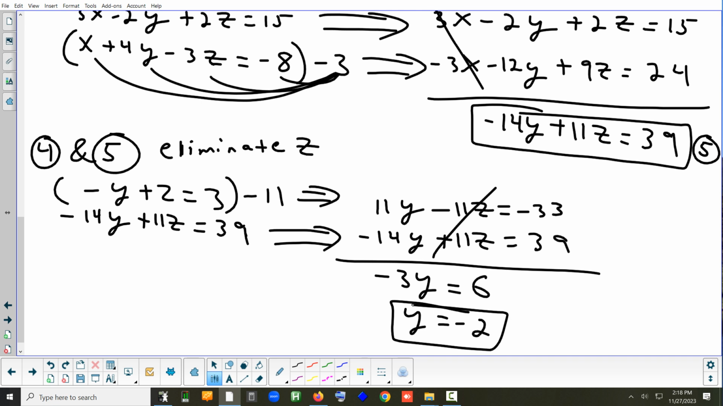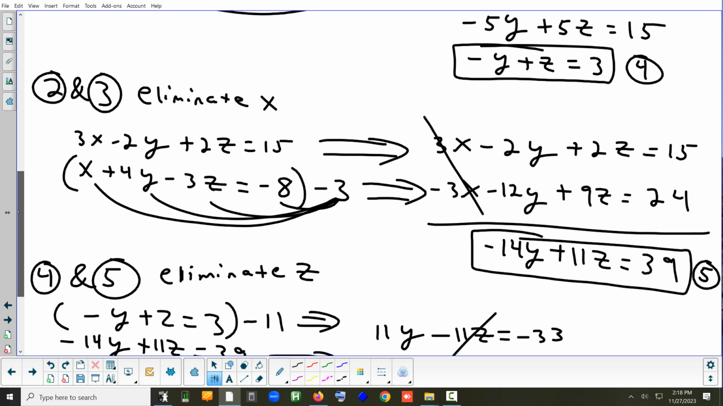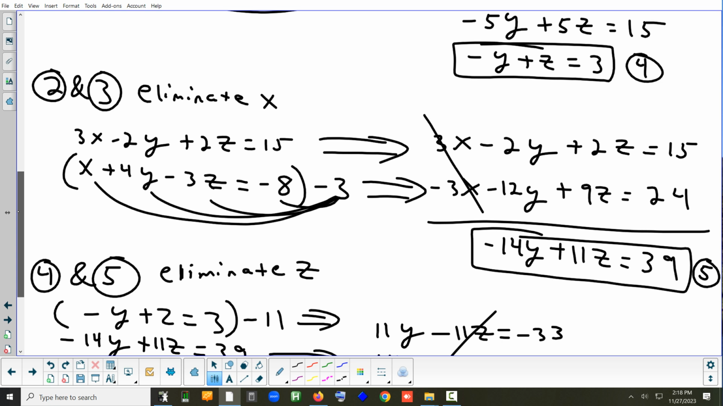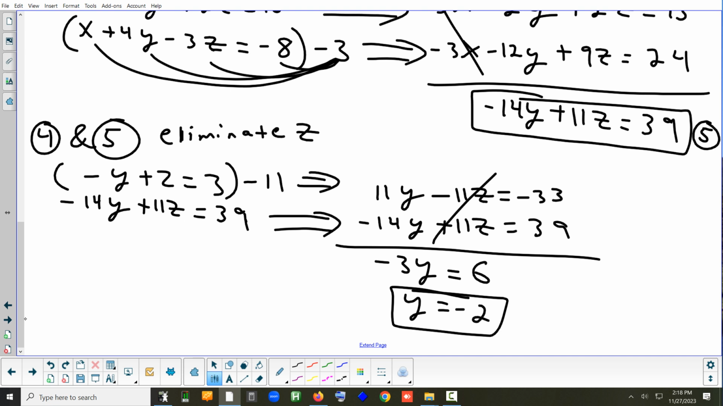Now, that's really your second major goal. Find your first variable. Once you find your first variable, you're like 90% done now. Okay. What's one of the other variables we need to go back and find? X and Z. Well, I would use equation 4 and solve for z. That's a very, very simple equation.